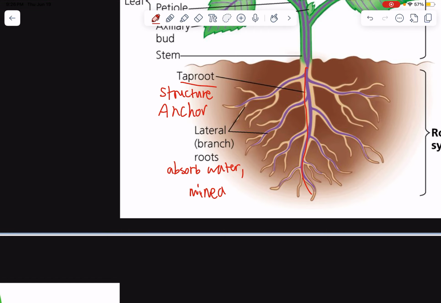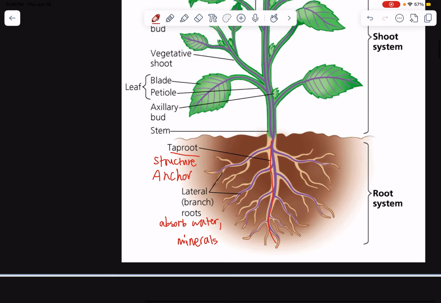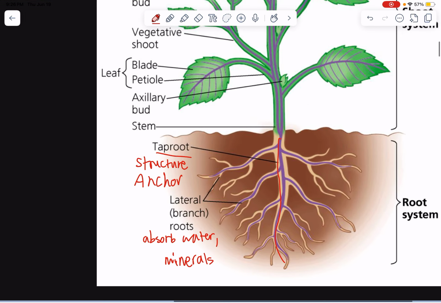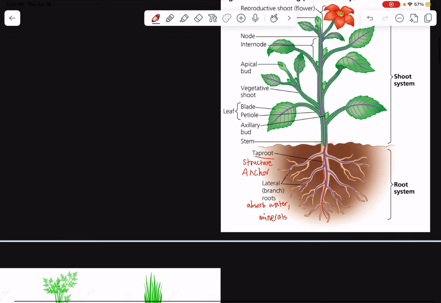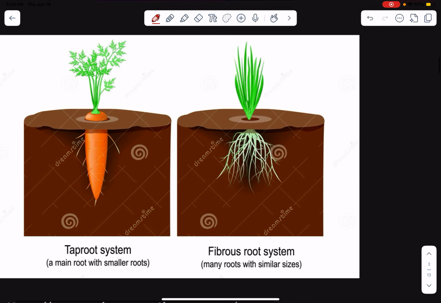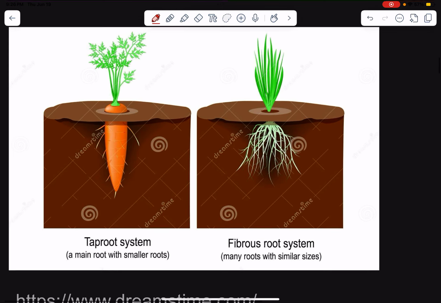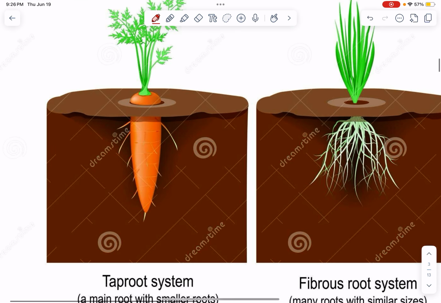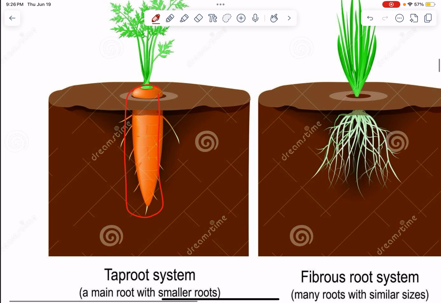And what's important about this is that many people think that roots are mostly for anchoring, but the main job that they have is to absorb water and minerals. So let's go to the two different types of systems, the taproot system and the fibrous root system. You can see here in this carrot that the taproot is, well, the carrot, and it's really big relative to the lateral roots you can see here on the sides.